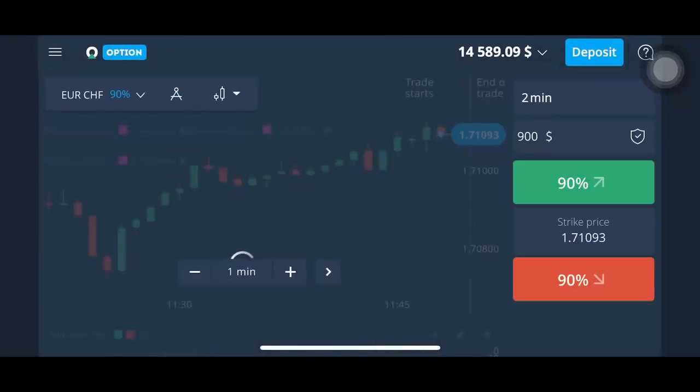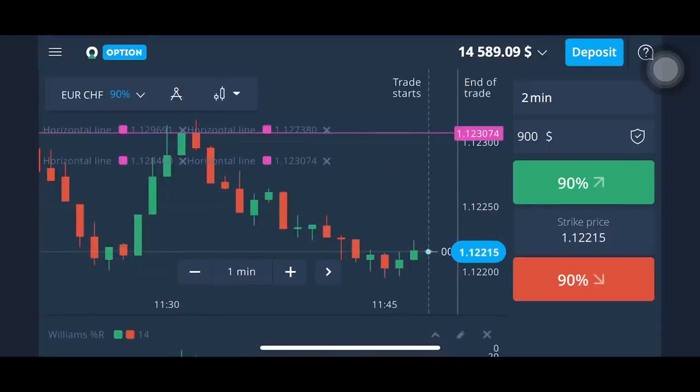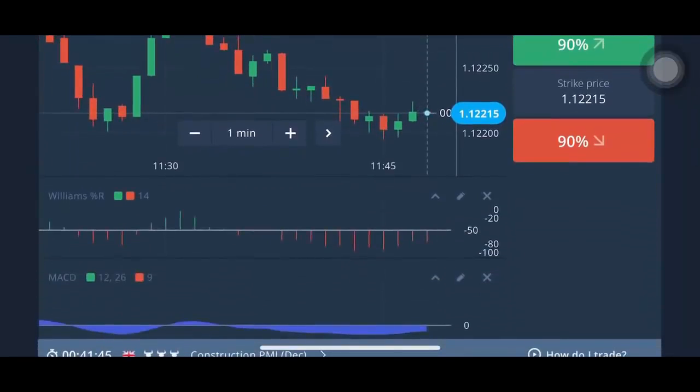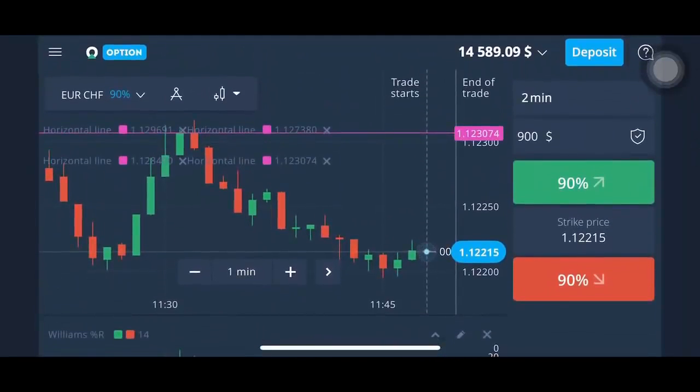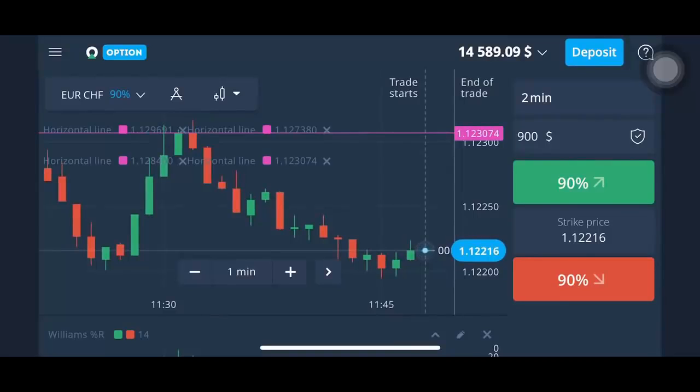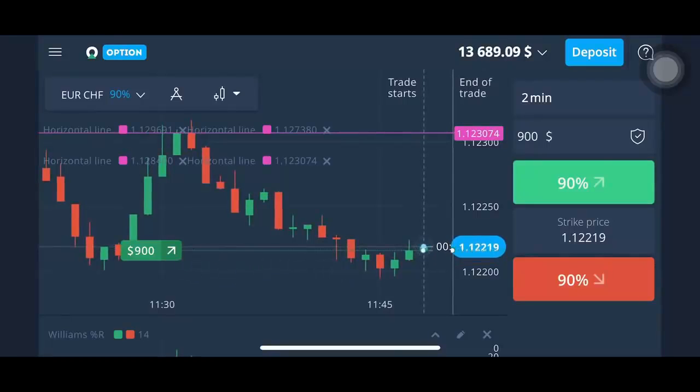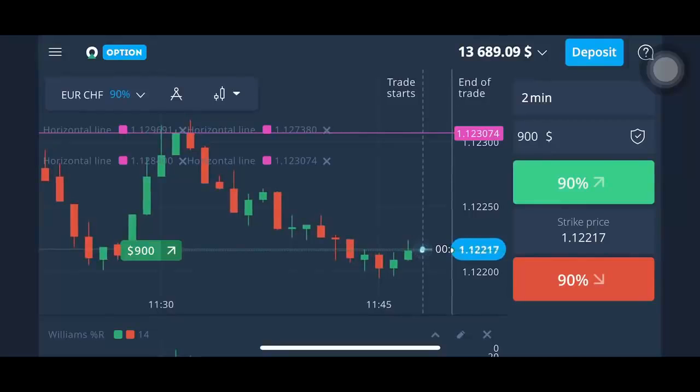Euro CHF. Let's see what Euro CHF has to say. Let's see the indicators. It's going down. We can open an uptrend. I have opened an uptrend for Euro CHF, 2 minutes.